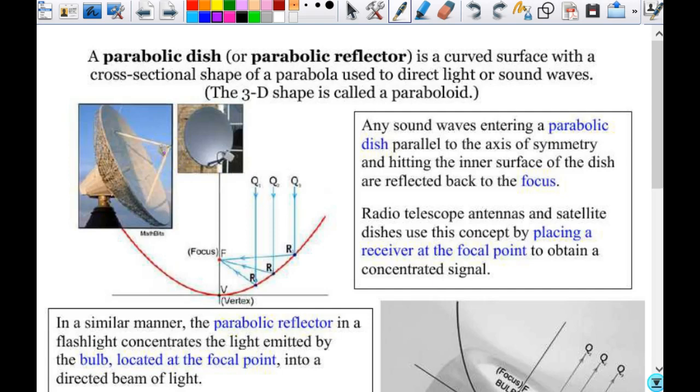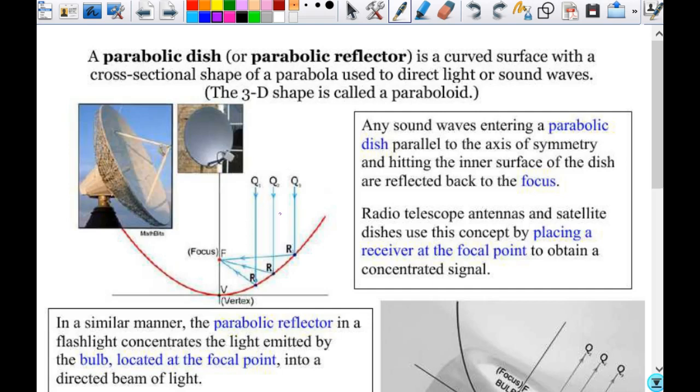So these angles of reflection, which are all different, are all important. But that's why these little perpendicular things, and if I continued this down here, then those would all be perpendicular, and you'd get their directrix down here somewhere. That's not the directrix. But so it says any sound waves entering a parabolic dish parallel to the axis of symmetry, see how it's perpendicular to the directrix, but it's parallel to the axis of symmetry, and hitting the inner surface of the dish are reflected back to the focus. Every single one of them.